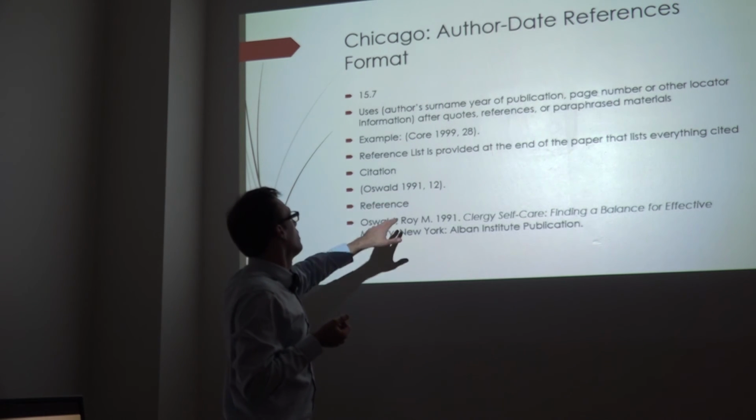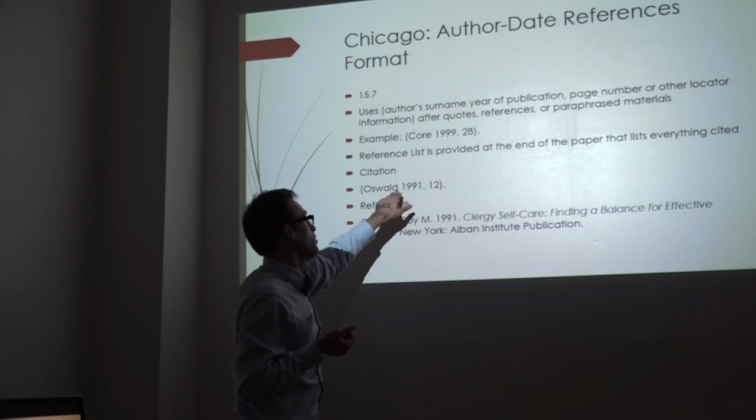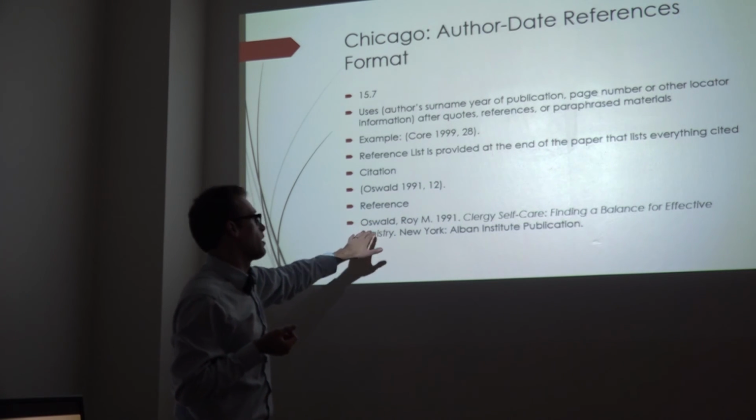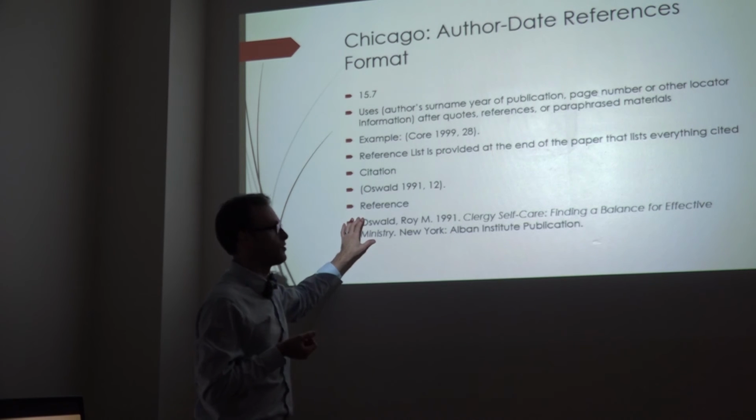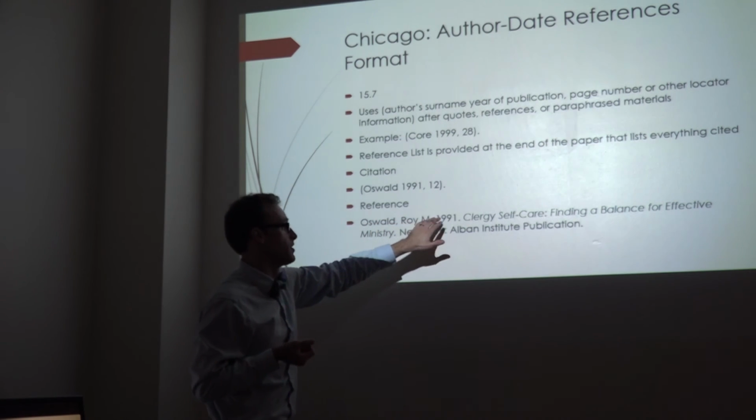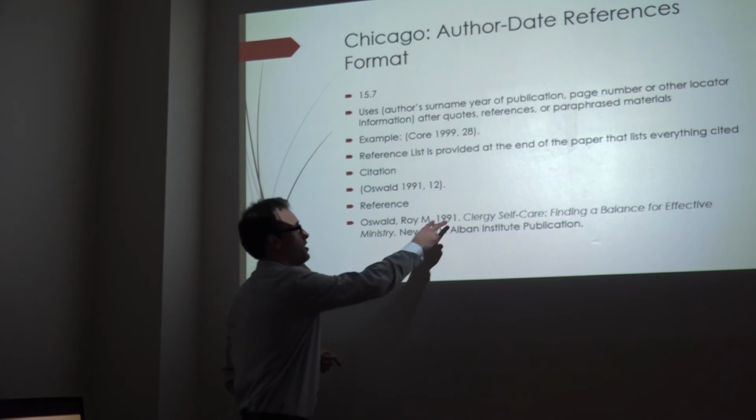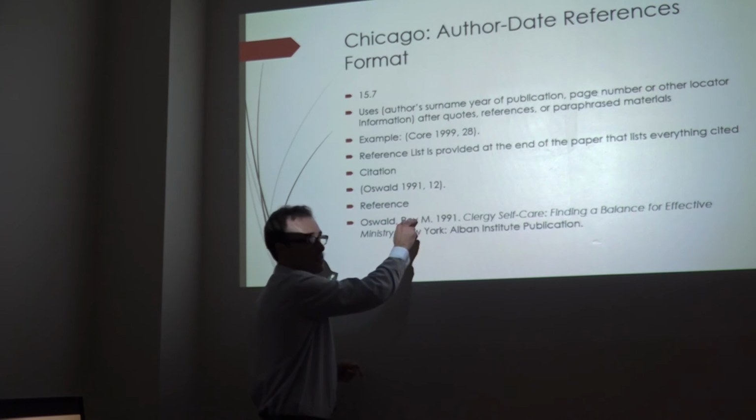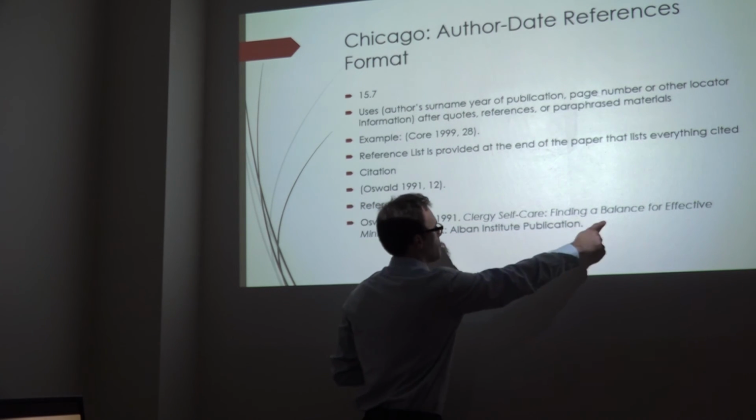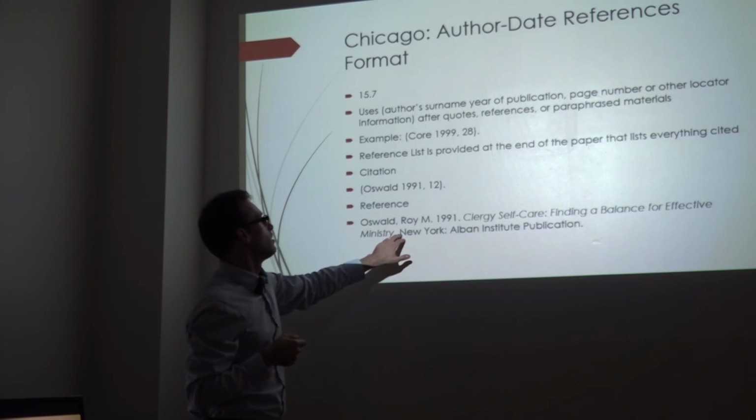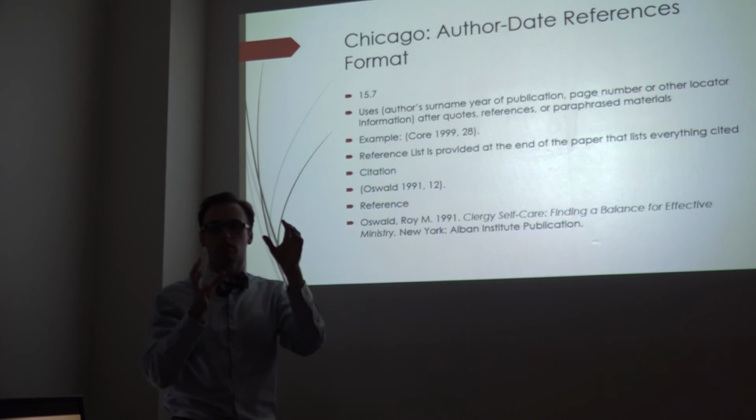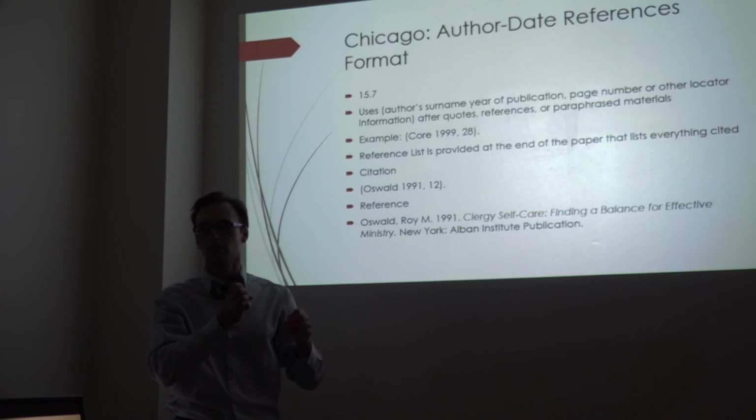So if I refer to Oswald, 1991, page 12 within my text, then in my reference list I include last name, Oswald, Roy, M. Then the year goes after the author. So 1991, period. Then the name of the title, and then the publication info. So it's the same information. It's kind of shuffled around a little bit.